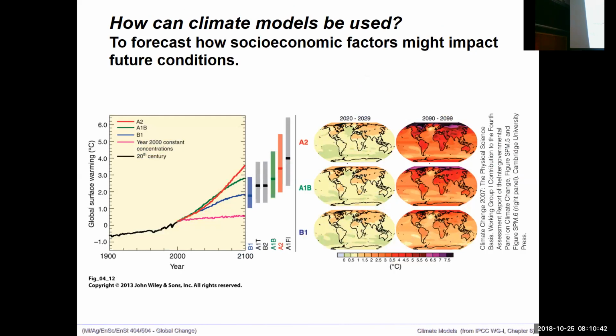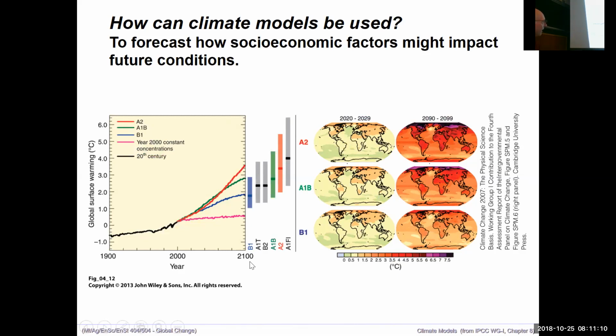Here's another way that climate models can be used. They're not simply about how geophysical or earth science processes work or how the biosphere contributes, but we can also incorporate various kinds of social or economic factors into the outputs or the scenarios that these models generate. And that's what this graphic shows us.